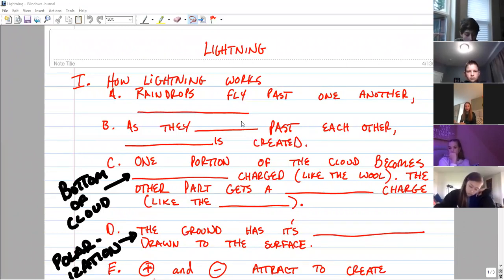Capital letter A, just for review, raindrops fly past one another and they collide. So that collision effect, that sliding effect for letter B, we wrote the word slide here. As they slide past each other, friction is created. And friction is ultimately the force that, even in your demonstrations, was responsible for removing electrons from one thing and adding them to another.